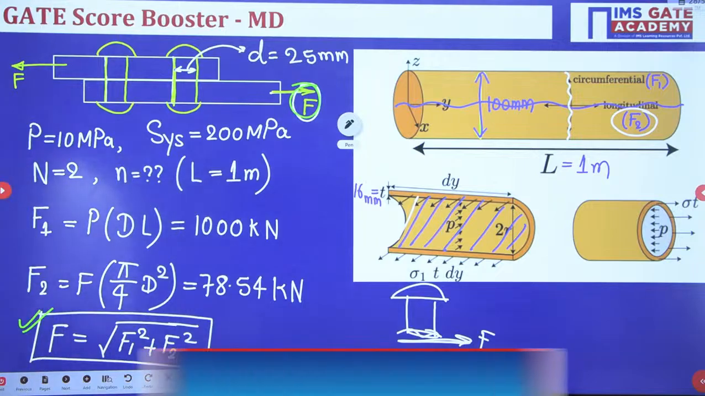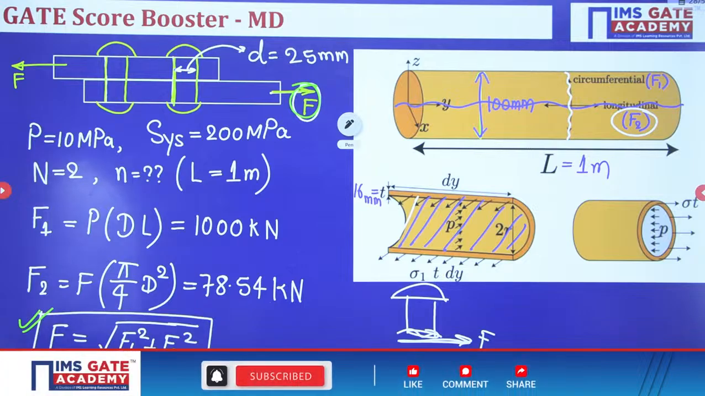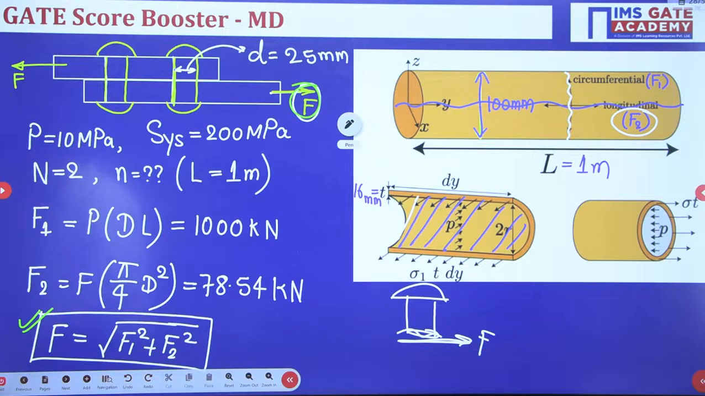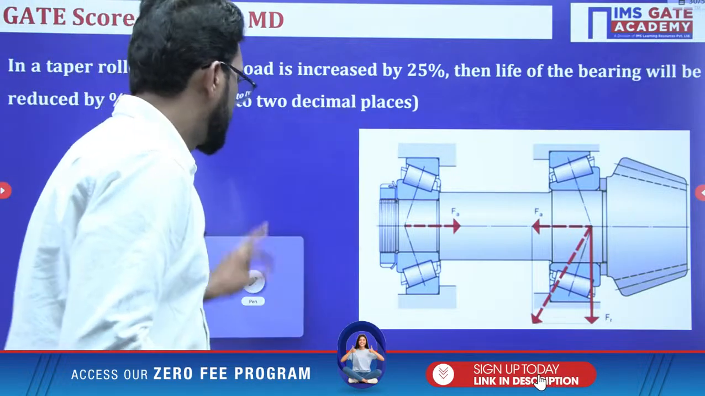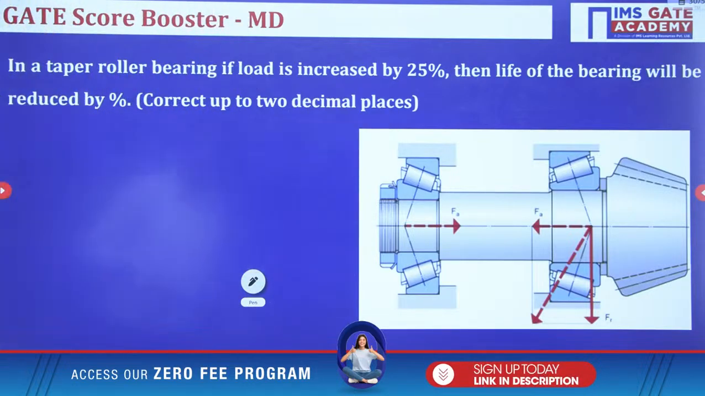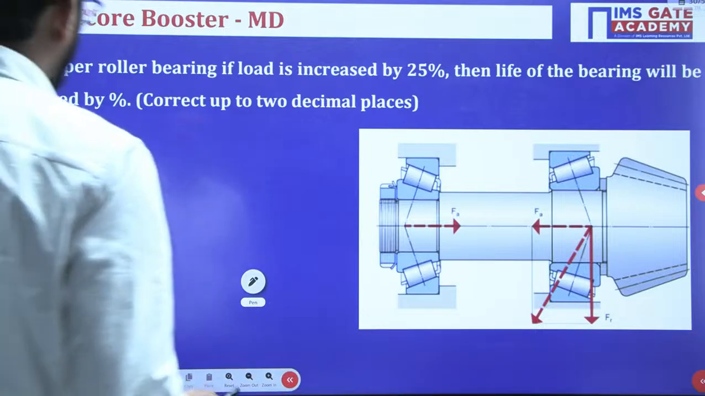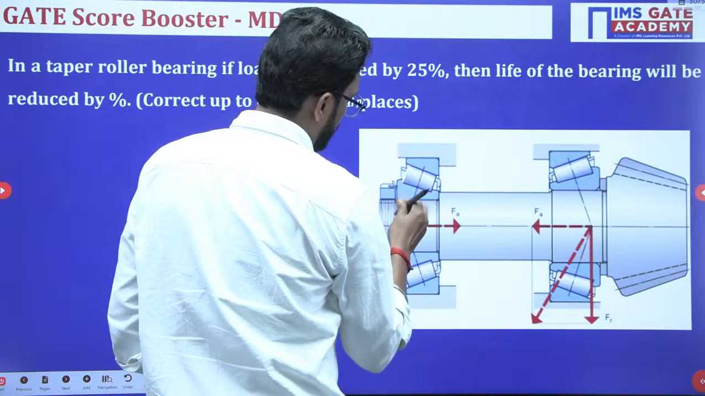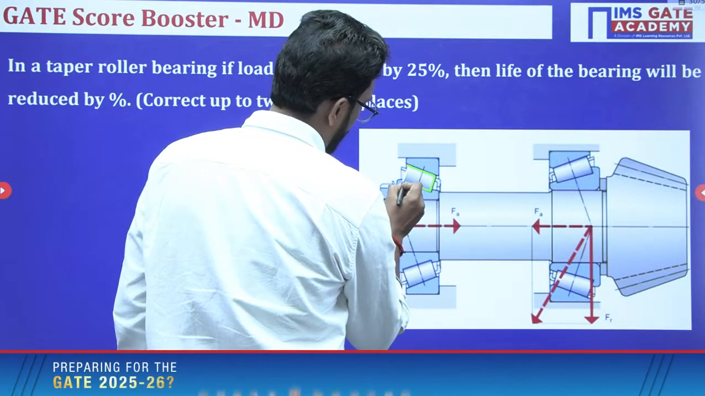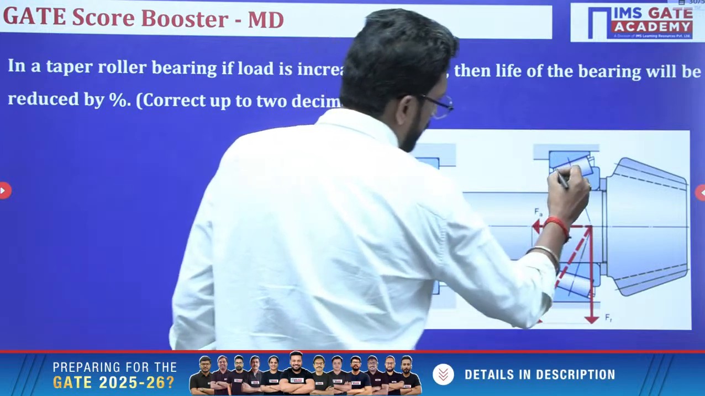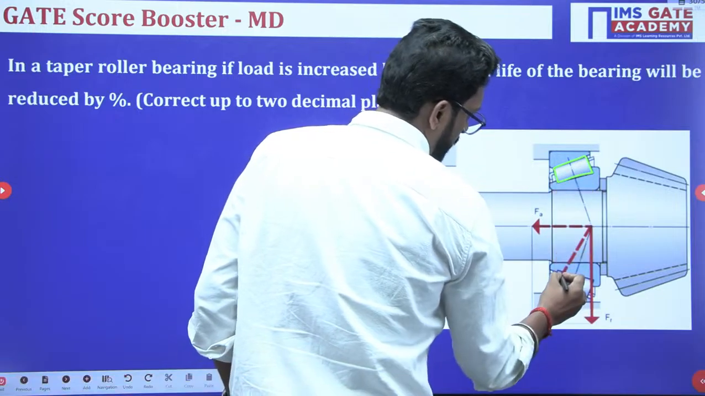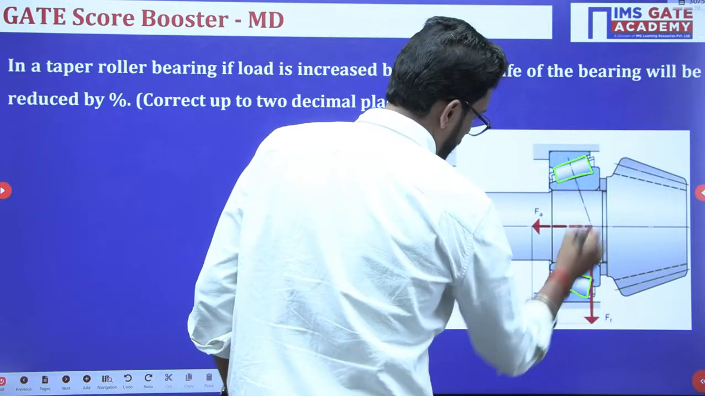Now this is clear. Now we have to discuss the next problem. Yes, just read this question. This is a taper roller bearing, this is tapering. See, this is a taper roller. Yes or no? This is where tapering takes place.